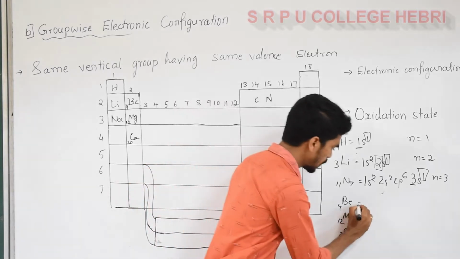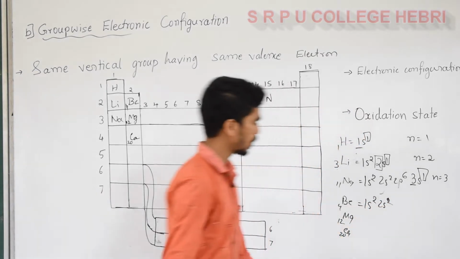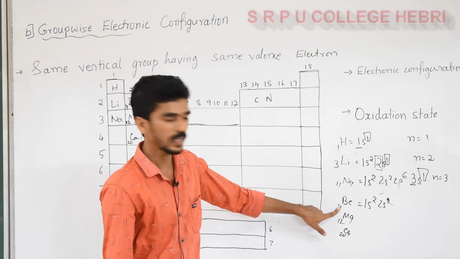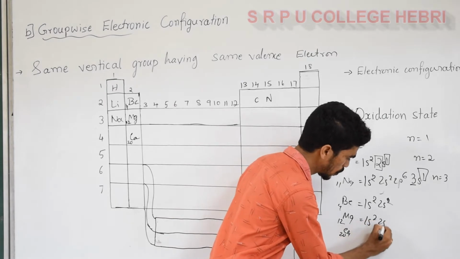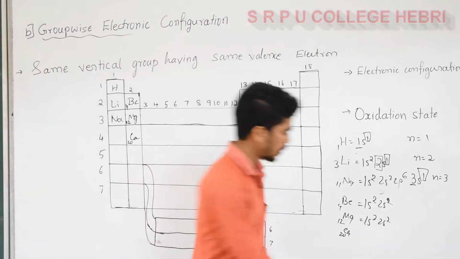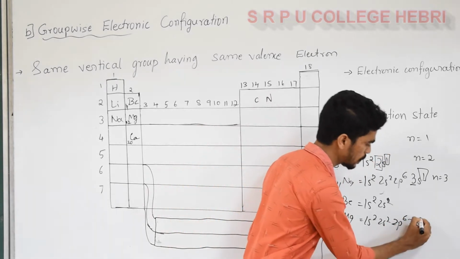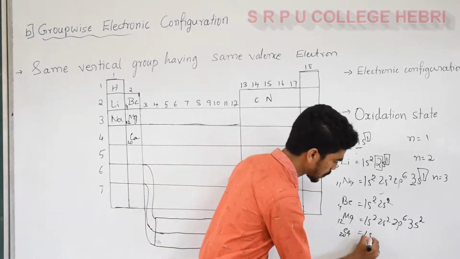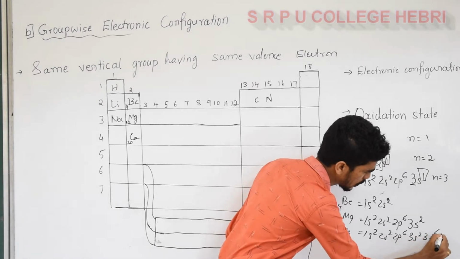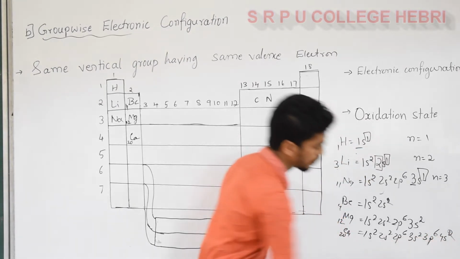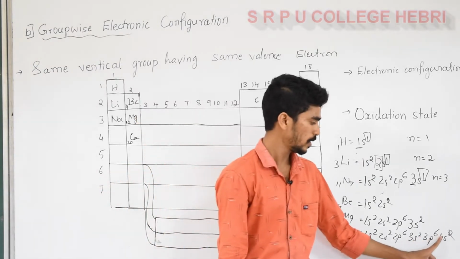By writing the electronic configuration: 1s2, 2s2 for beryllium, since only atomic number 4 is there. That means 4 electrons are there, 1s2, 2s2. For magnesium 12, after 2p6 the 10 electrons are over. At the next energy level, 3s, we can fill 2 electrons. Calcium also: 1s2, 2s2, 2p6, 3s2, 3p6, 4s2. Total electron count: 2 plus 2 is 4, 10, 18, 20.